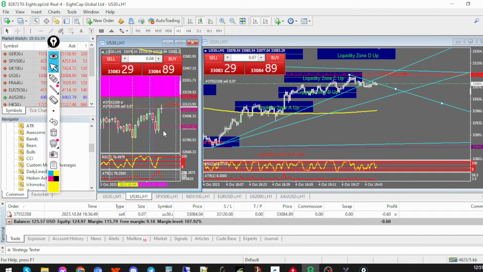I will do my best to make this as educational as possible for you guys, okay? All right, so let's see if this price is going to blast off to the downside or if it's going to boil over to the upside.